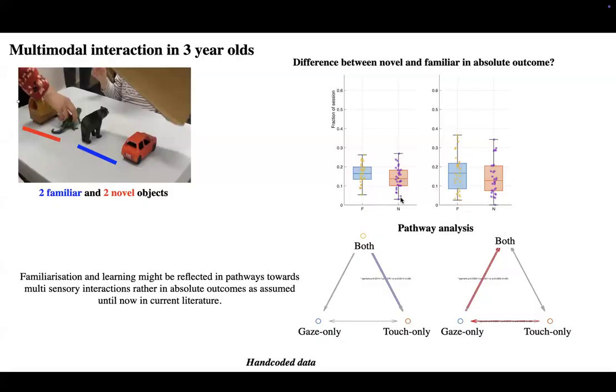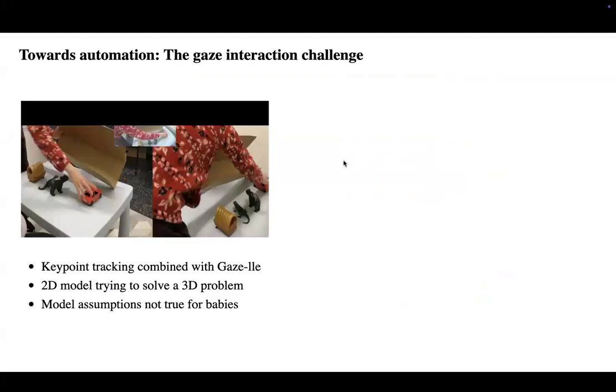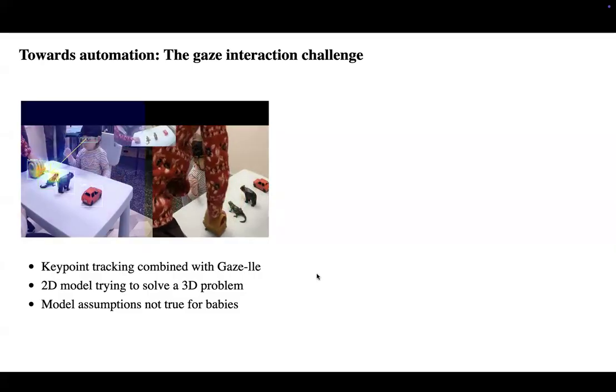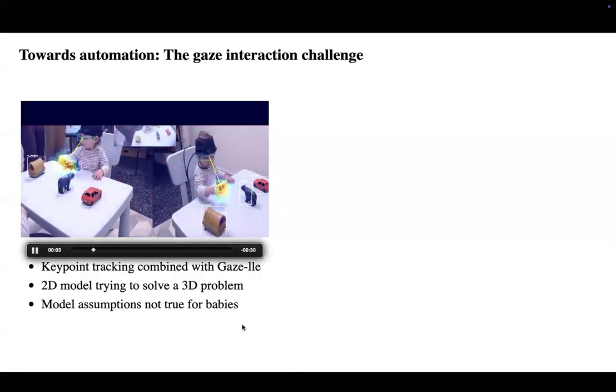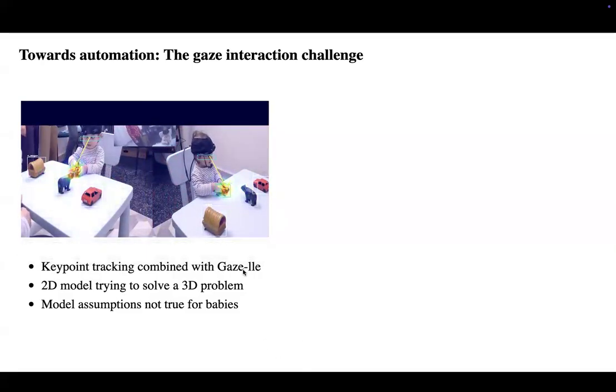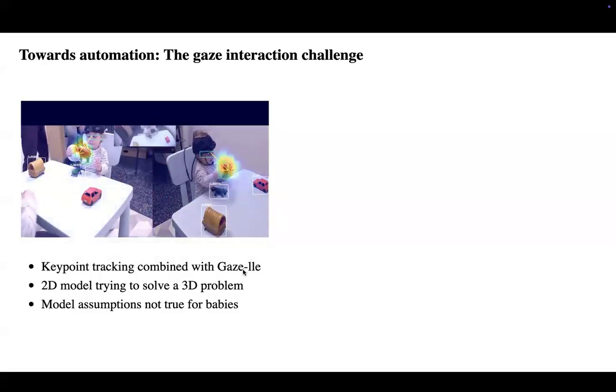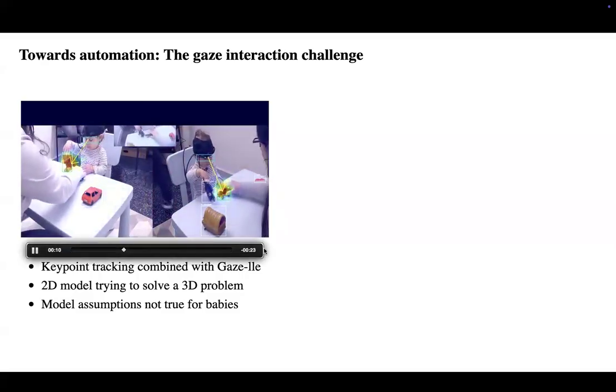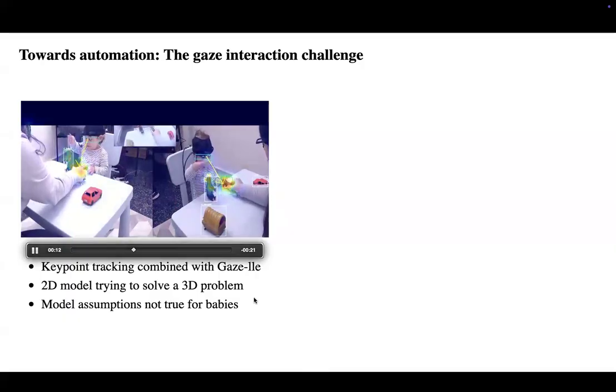But all of this is hand-coded, or was hand-coded data back then. And now we are working towards automating these predictions. And while touches work quite okay using computer vision, for example, also simple bounding box tracking can provide you those results, gazes are still a bit of a challenge. So here we try to combine key point tracking with Gazelle. And the main problem here is that often it works well, but there are failure cases.